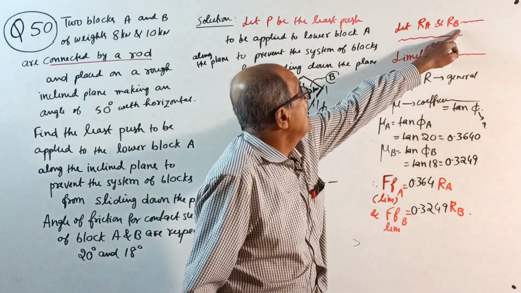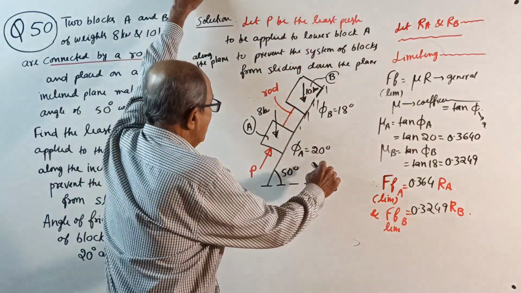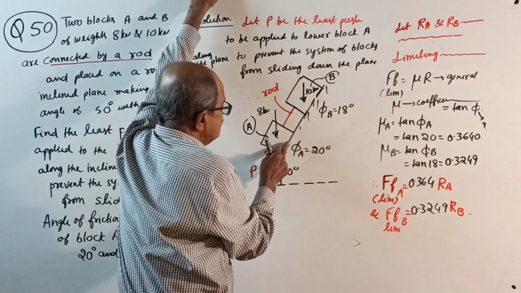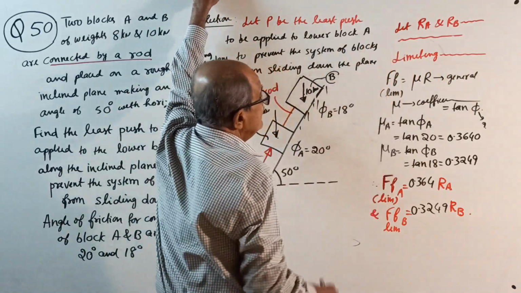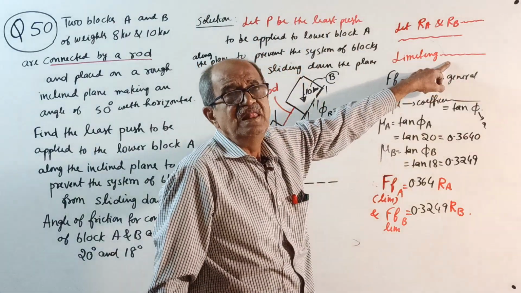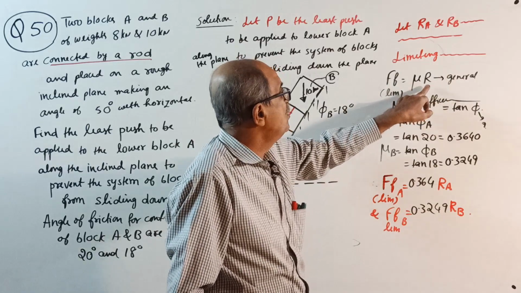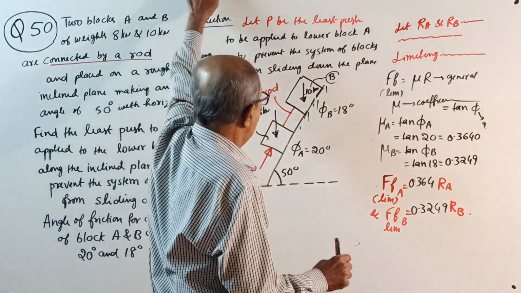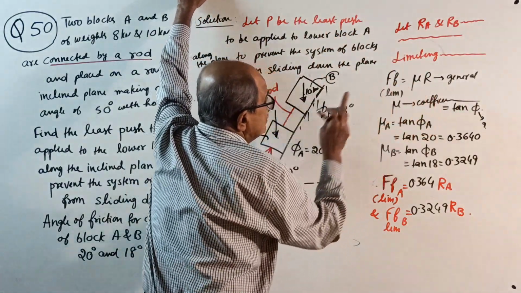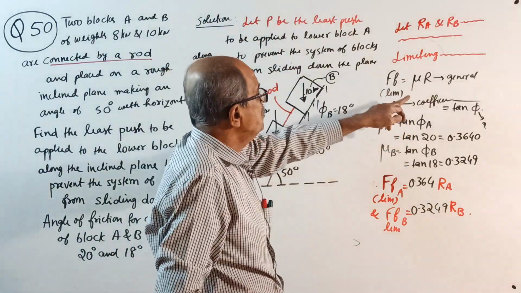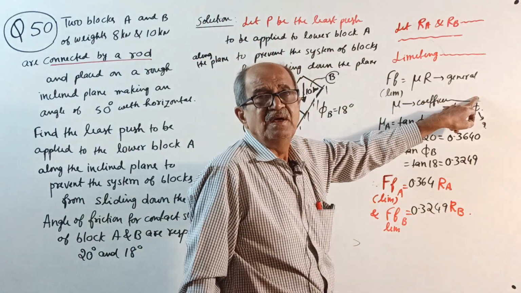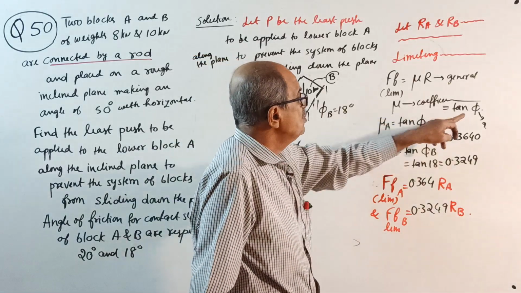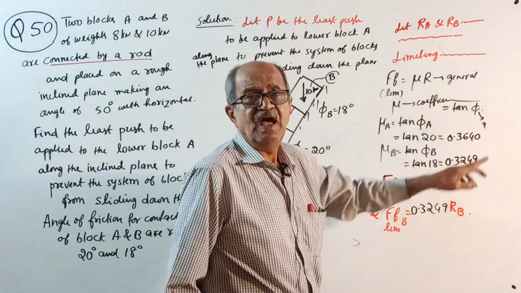Let RA and RB be the normal reactions for the contact surfaces of A and B respectively. Then write, we know that limiting friction F limit equals mu times R in general, where R is the normal reaction. Mu is the coefficient of friction, but in the question they gave the angle of friction. In that case, mu equals tan phi, where phi is the angle of friction.